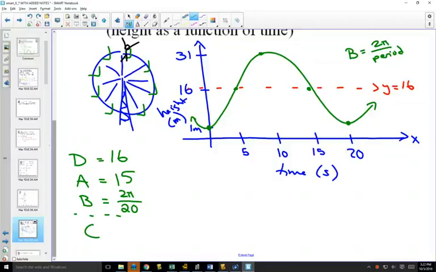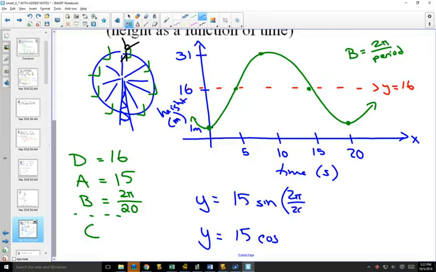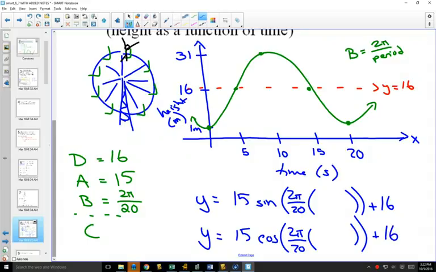Now your c value is going to change depending on whether you have a sine or cosine graph. So when we go to write this equation, we can make one with sine, one with cosine. Our amplitude is going to be 15 for both of them. One with sine, one with cos. Our b value is 2 pi over 20 for both of them. I'm going to leave space to write my c value after, and our d value is plus 16 for both of them. So our d, our a, and our b value are going to be the same for both.